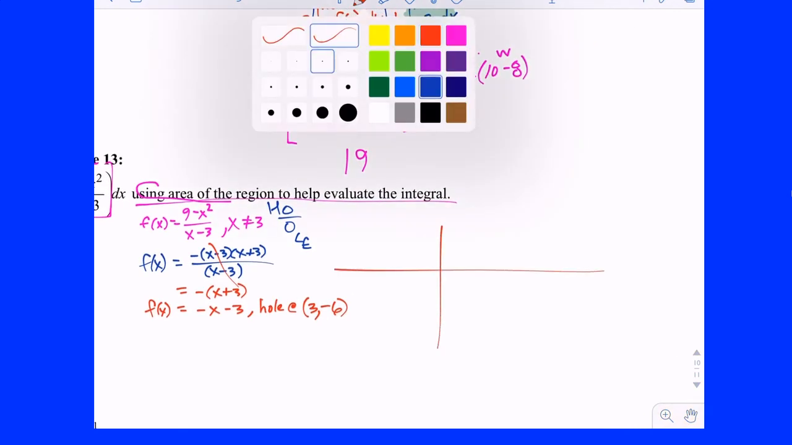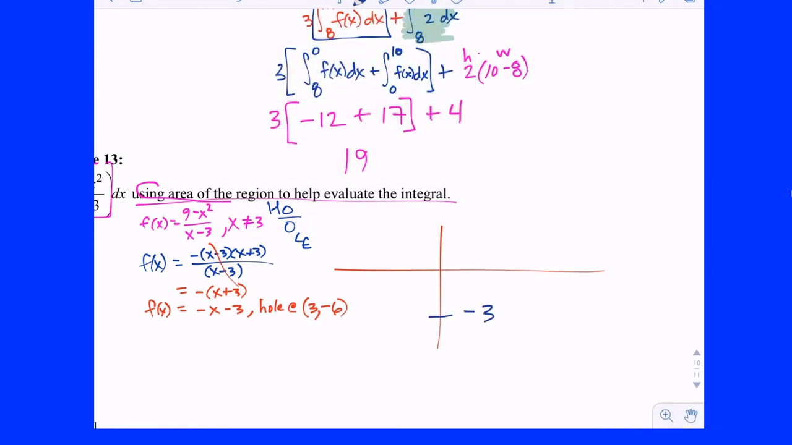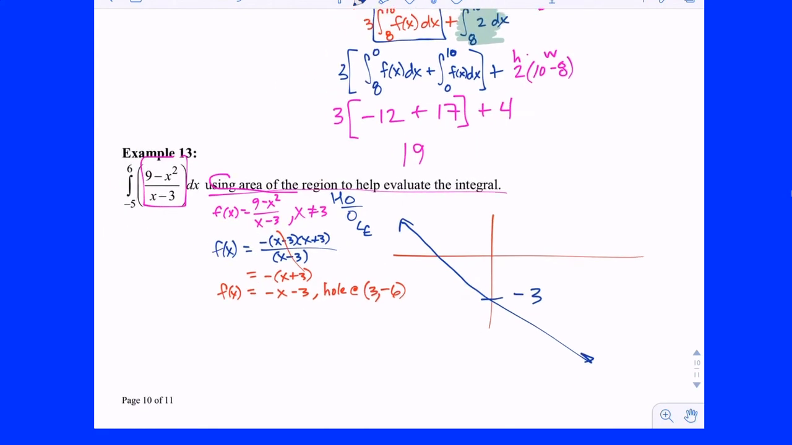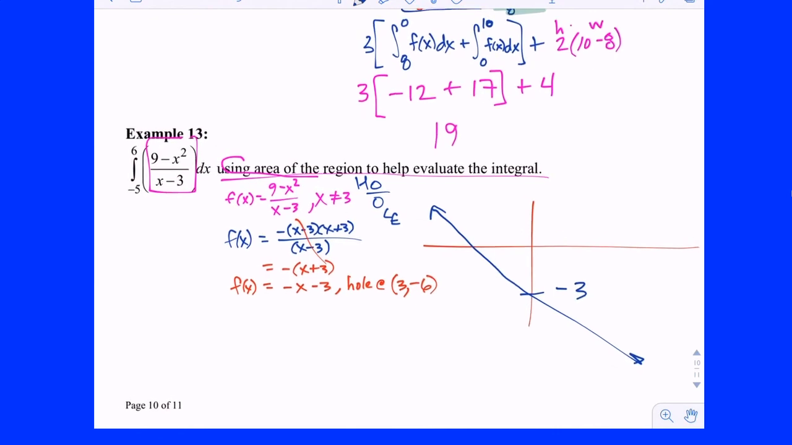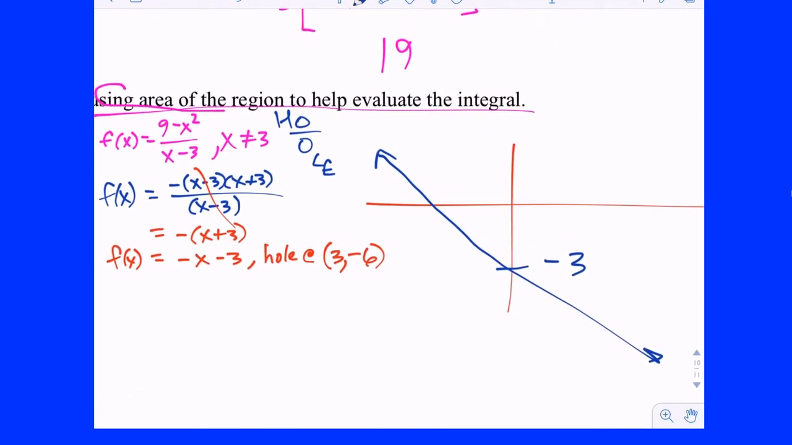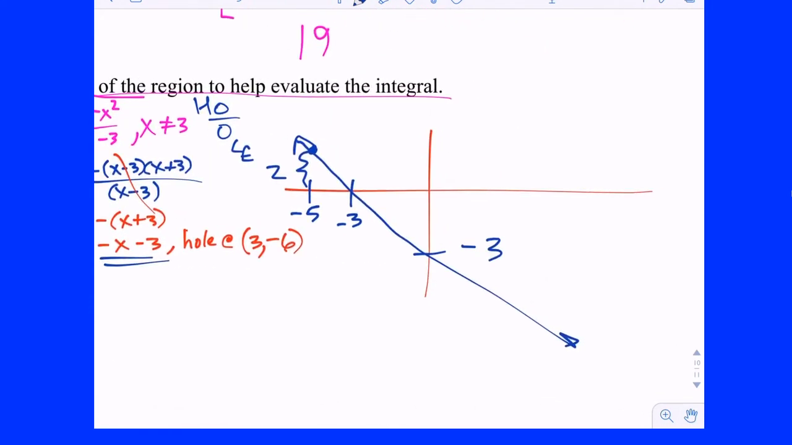Let's go ahead and sketch the graph then. Negative 3 is down here, and the slope is negative 1. So it looks like that. And we're integrating from negative 5. So if we go from negative 5, that's going to end up being right about here, because when you plug negative 5 into that function, it gives you a 2. So that's going to be 2. Here's the x-intercept at negative 3. And then we're cruising all the way to 6, which will be about right here. If you plug that in, you get negative 9 for the height.